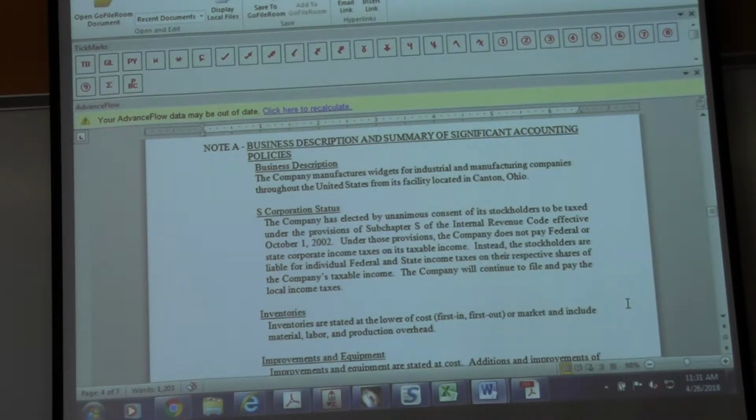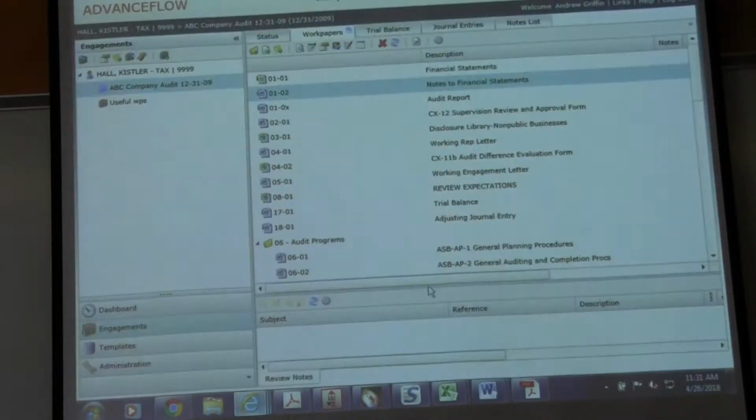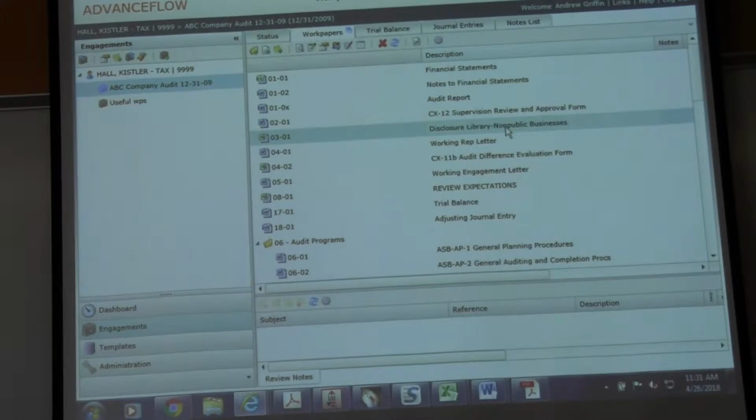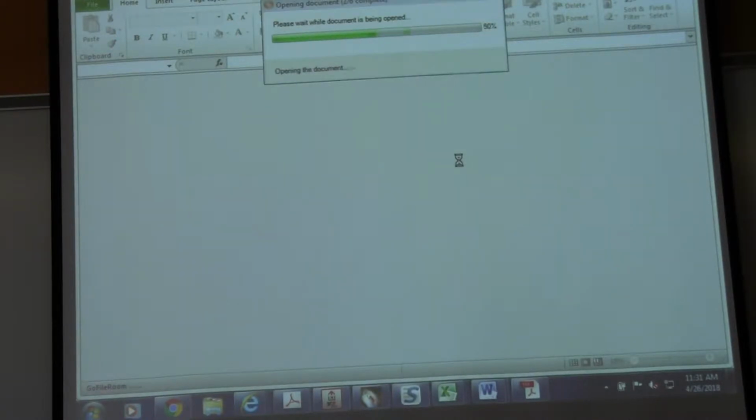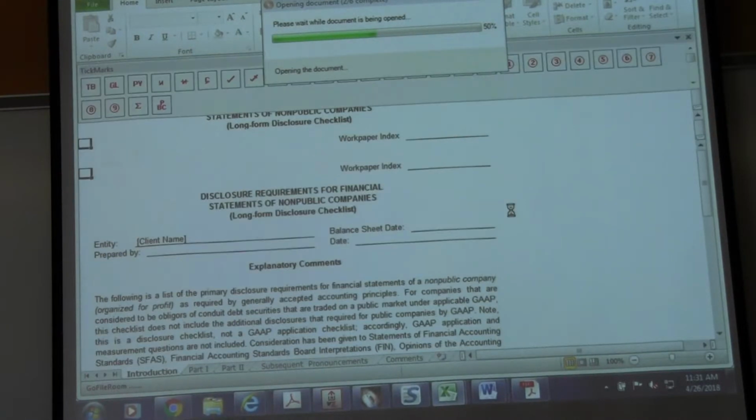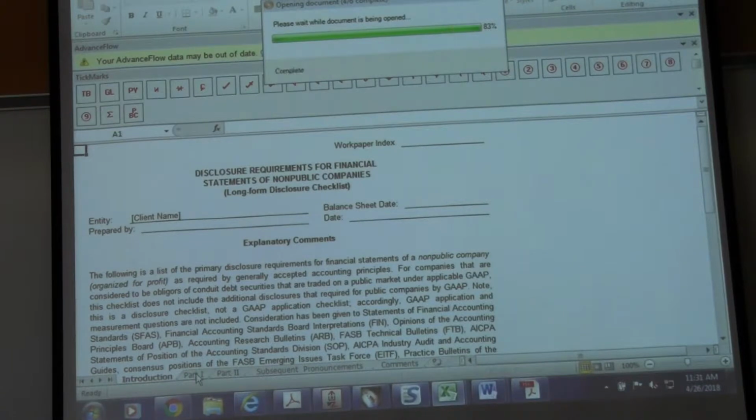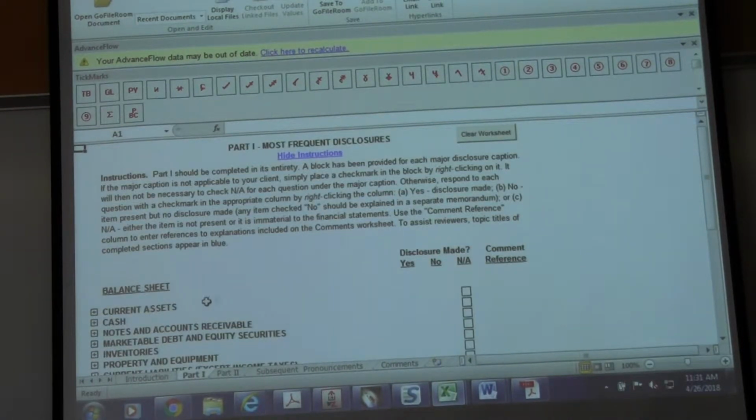One of the things you have to do as an auditor, say your client prepares the footnotes and the statements and all that, is make sure that they have all the disclosures and that everything is properly reported in accordance with GAAP. So we have this program here, it's a disclosure checklist.